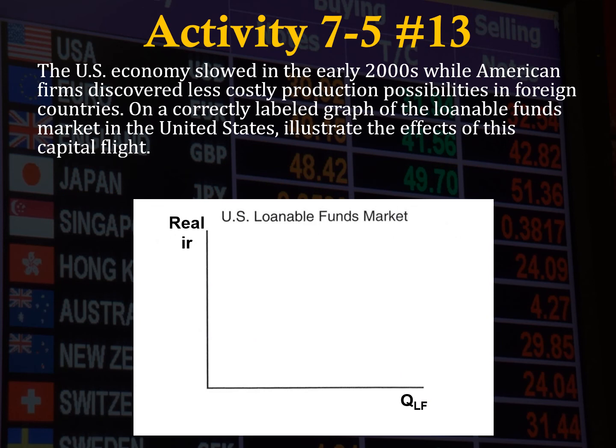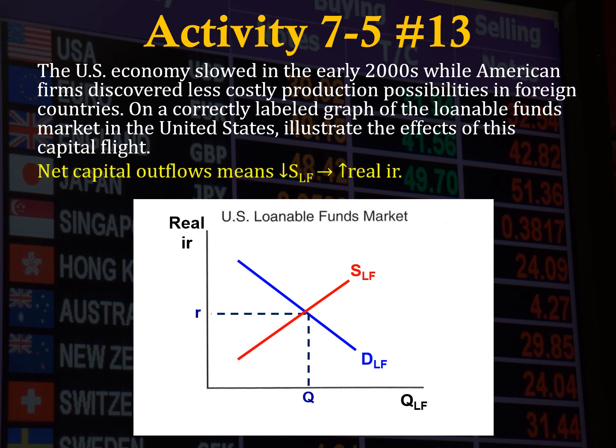Finally, number 13, the U.S. economy slowed in the early 2000s while American firms discovered less costly production possibilities in foreign countries. On a correctly labeled graph of the loanable funds market in the U.S., illustrate the effects of this capital flight. So money is leaving the United States. If money is leaving the United States, we have net capital outflow, which reduces the supply of loanable funds domestically, thereby increasing the real interest rate.